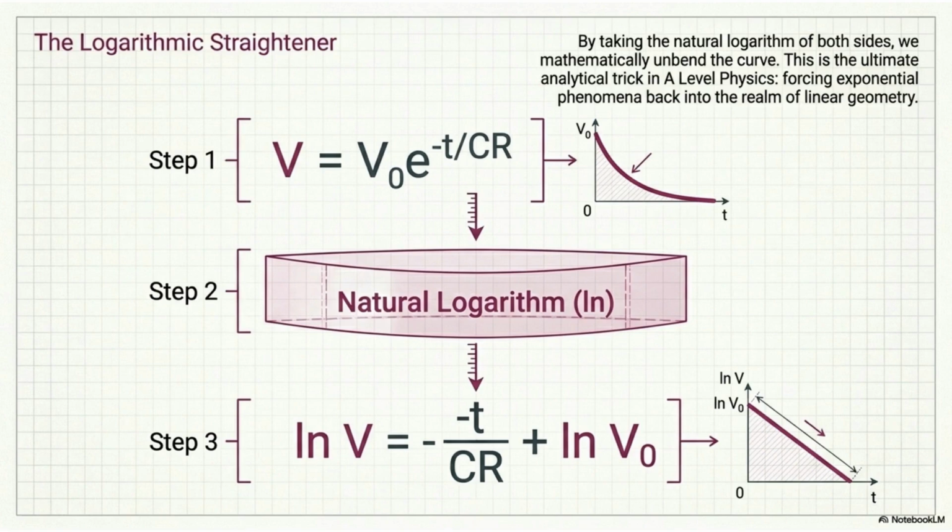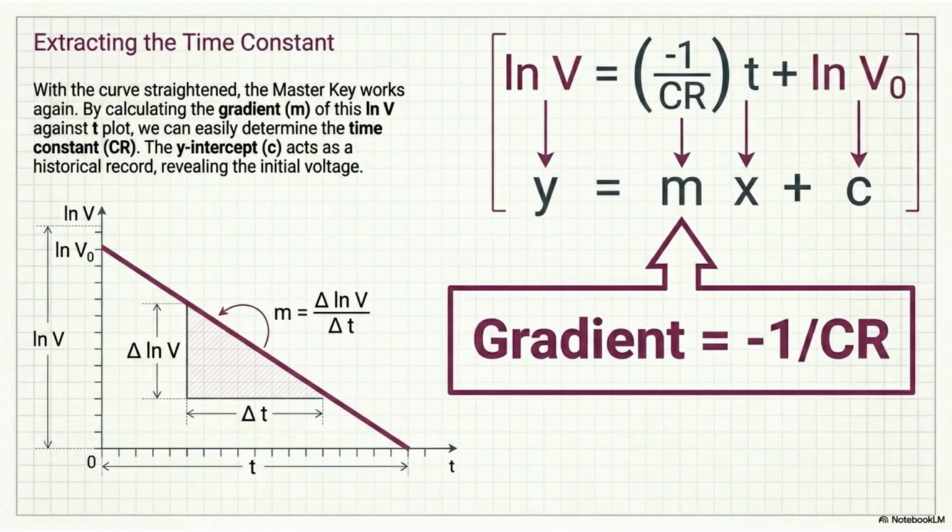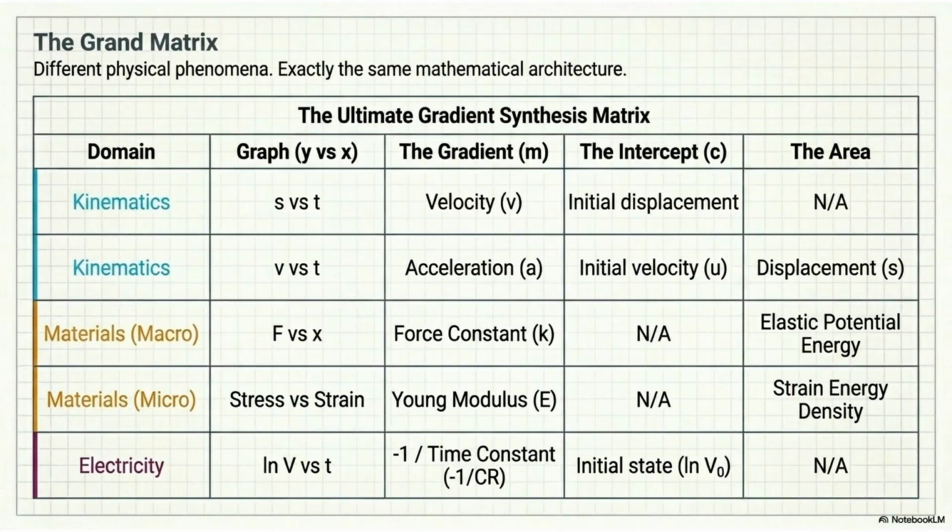By taking the natural logarithm of both sides, we force the exponential phenomena back into the realm of linear geometry. With the curve straightened to ln V equals -1/CR t plus ln V0, the use of gradients works again. By calculating the gradient m of this new linear plot, we can extract the time constant, CR, as the gradient equals -1/CR. This table summarizes the use of gradients in A-level physics.